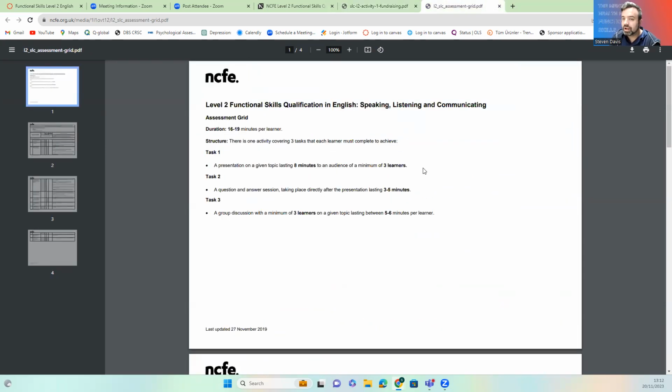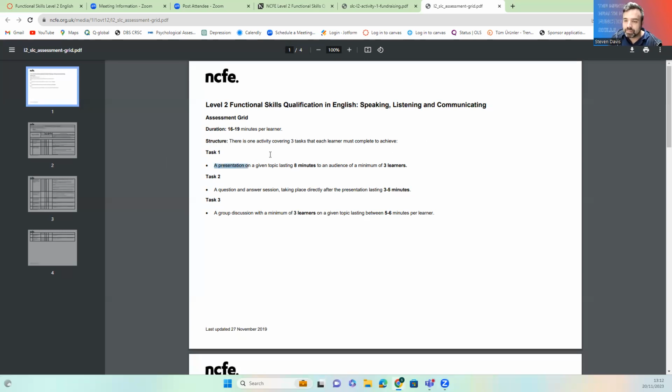Now, I'm going to show you the marking grid so you understand what it is that you're going to have. Now, ignore the topics and all the names. That's not what you're going to have. So yours will be agreed in the morning because you're not allowed to know beforehand. However, the structure is you have to cover 3 tasks that each learner must complete to achieve.